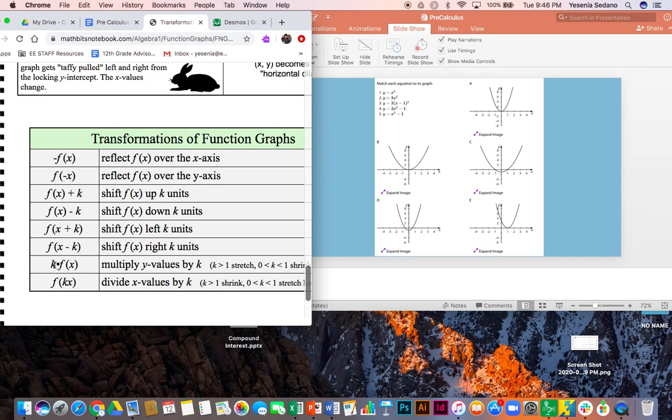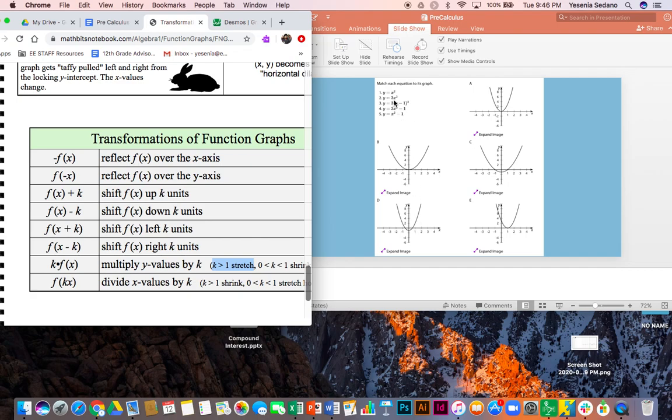So 3 is my k. Because 3 is greater than 1, I know that's a stretch. That means it's going to be kind of an elongated parabola, or a parabola that looks skinnier. So I know this one looks skinnier than the original B. This one does not look skinnier. E also looks skinnier, and so does D.